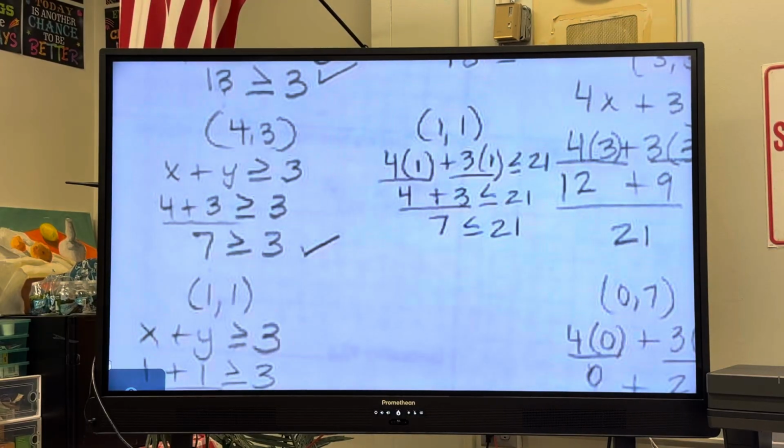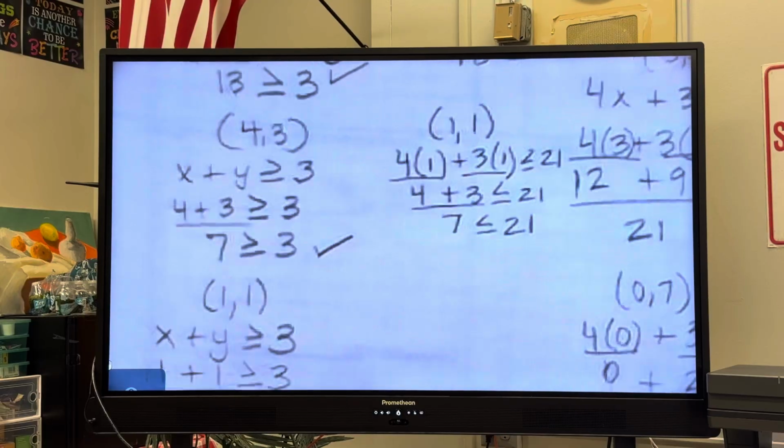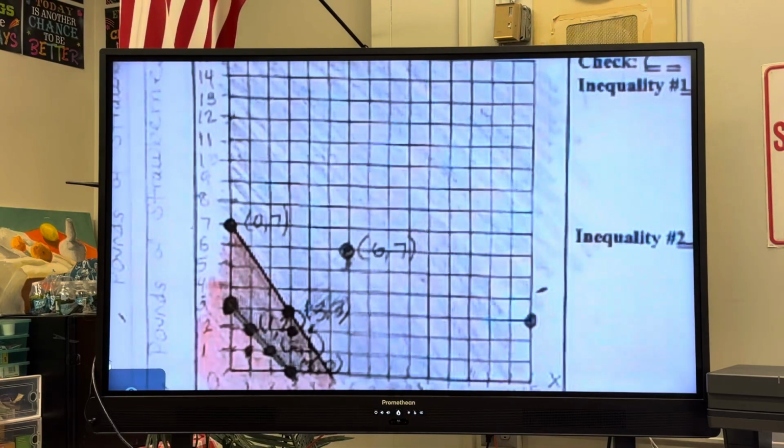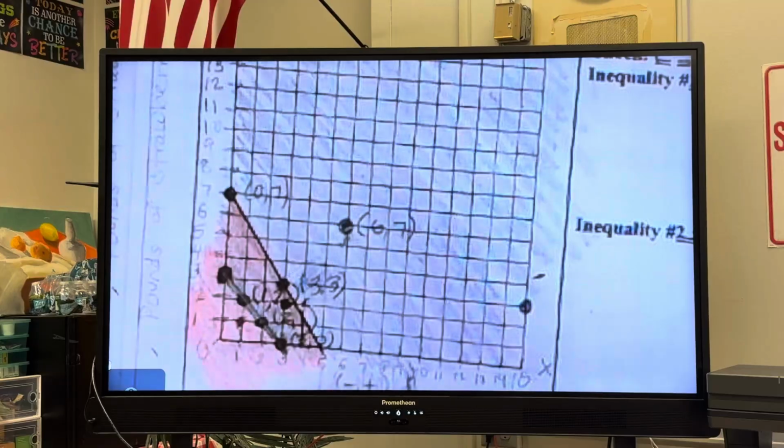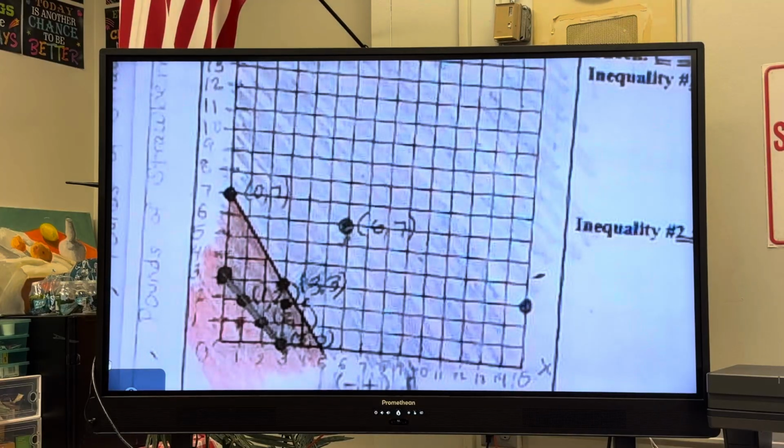So what does that tell me? Is it true or false? It's true. So could I buy 1 pound of blueberries and 1 pound of strawberries and meet that second condition? Yes. But will it meet the first condition? No. Right? So anything in the orange will meet the second condition. It's going to be under $21.